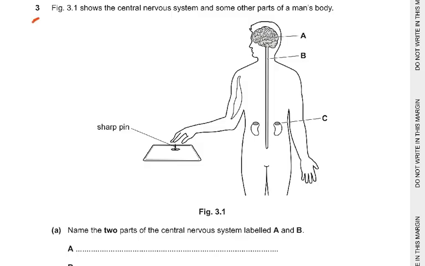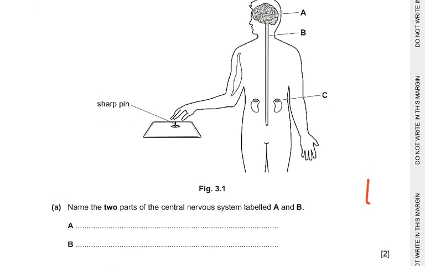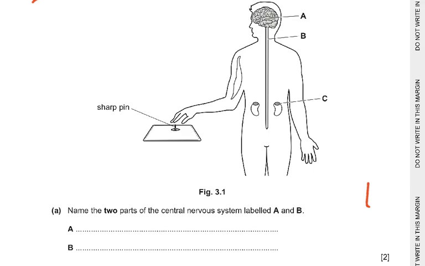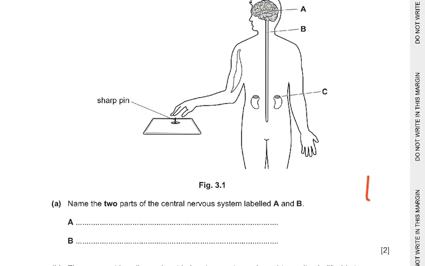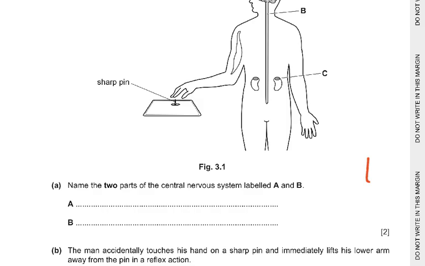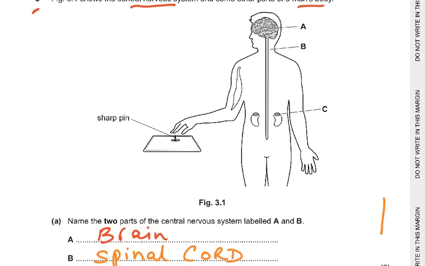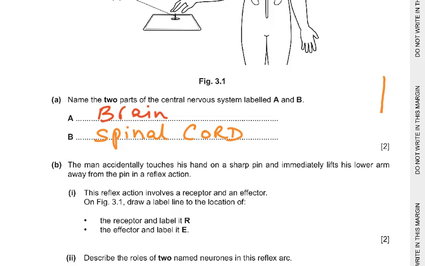Question number 3, figure 3.1 shows the central nervous system and some other parts of the man's body. Name the two parts of the central nervous system labeled A and B. So A is the brain and B is the spinal cord. So as you can see, A is the brain and B is the spinal cord.